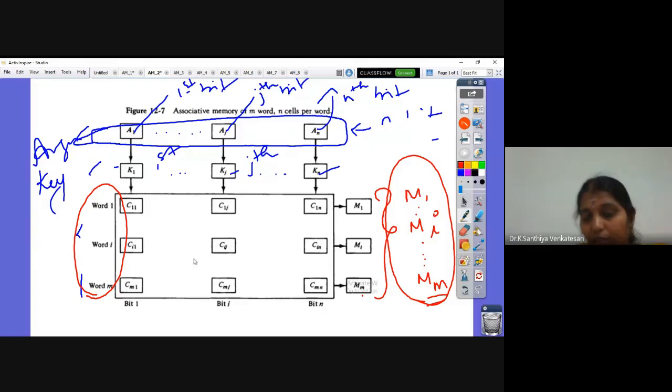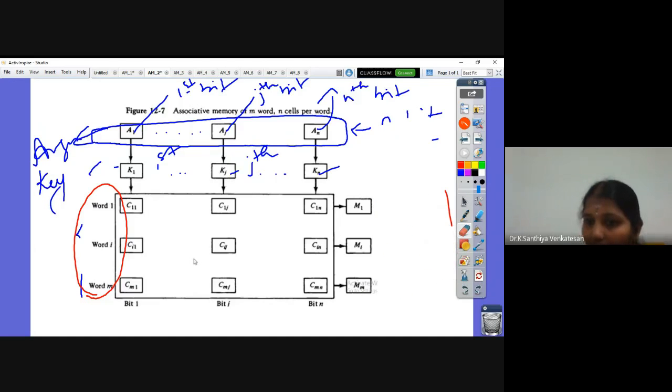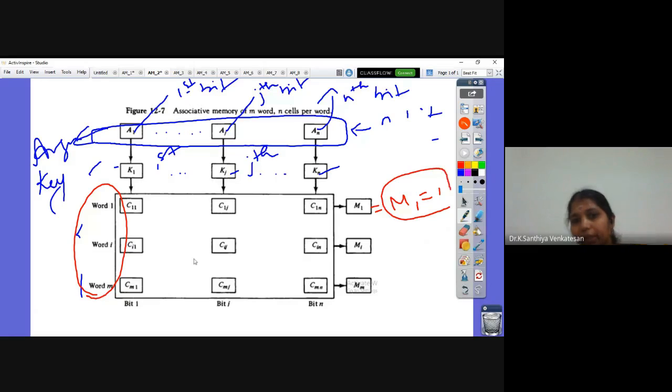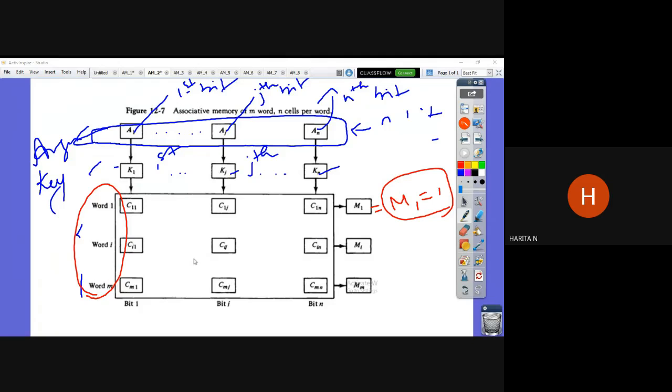So this is M1, and the point here is that M1 will be equal to 1. When M1 is equal to 1, can anybody tell me when M1 can be equal to 1? By comparing the bits, which bits will be compared? Yes, argument register bits.